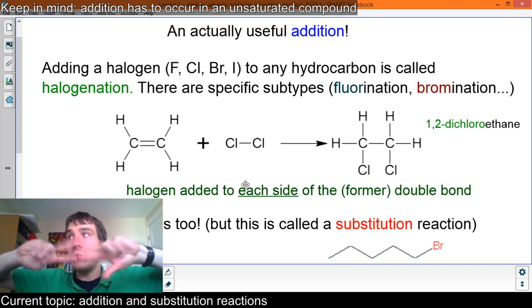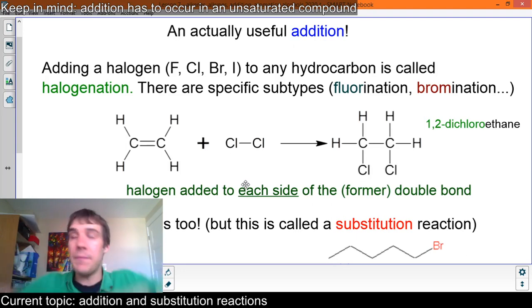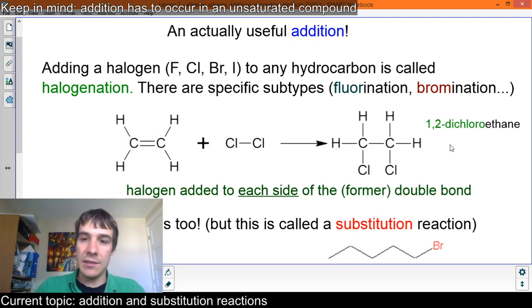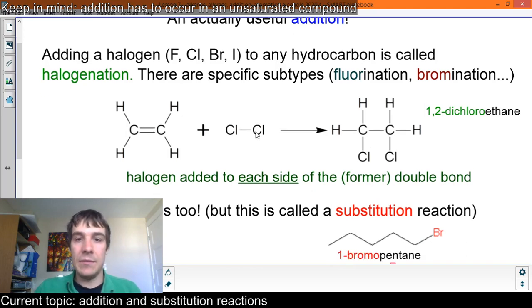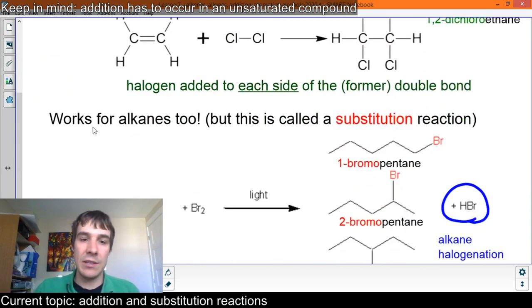We take the double bond, we break it, and now there's a space on either side for a chlorine. So this is ethene. It turns into 1,2-dichloroethane. Right, either side of the former double bond. So that's a different kind of addition. You can see why it's called an addition. It's still just adding the chlorines, but it's got this other subtype called halogenation.